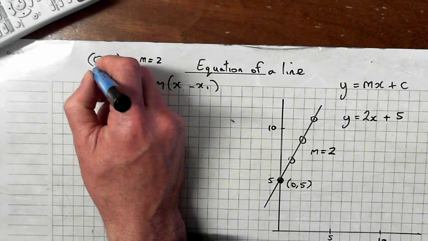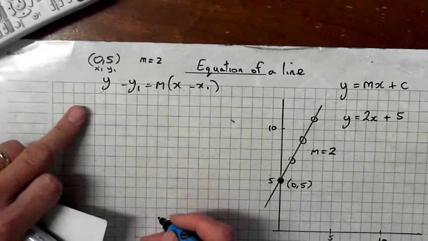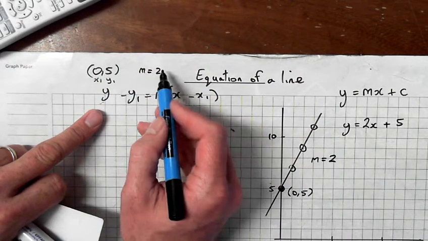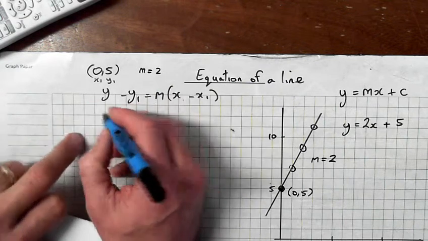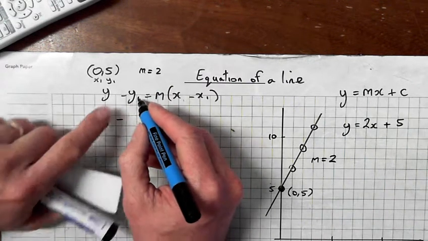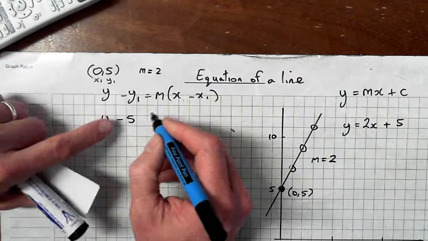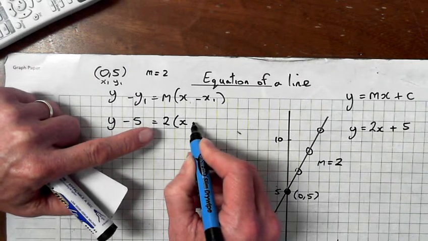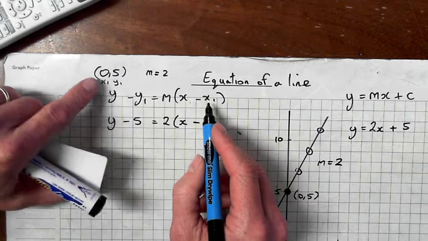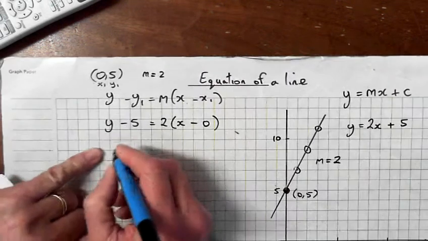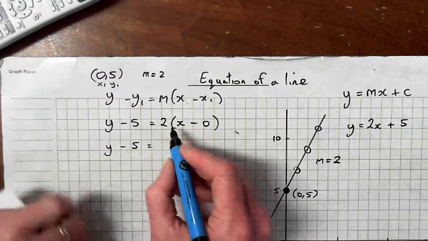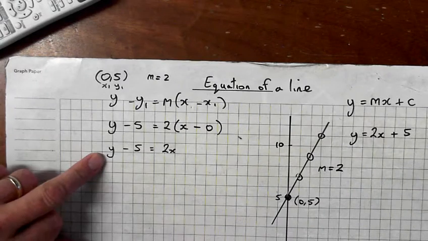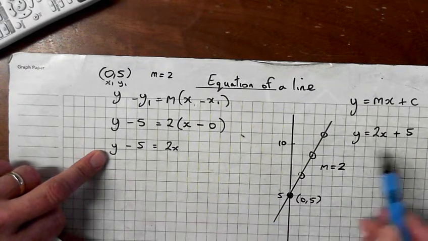So we mark the point x1, y1, and we fill it into this formula. For this formula you need a point, 1 point on the line, and you need a slope. So you fill it out: y minus y1, which is 5, is equal to m, which is 2, bracket x minus x1, 0. So they multiply. 2 times x is 2x, 2 times 0 is nothing. Now all we have to do is make this equation look like that one.